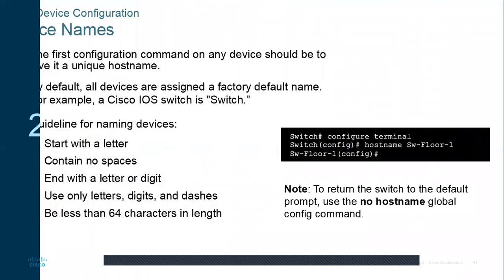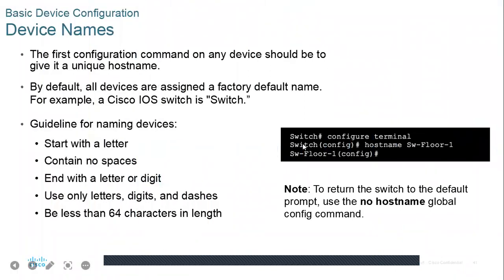Okay, so basic device configuration. Like I said earlier, once you get into your switch environment, you want to say configure terminal. Then you say hostname, for example SW-Floor-1. So you say hostname and the name. You are telling this switch that you want to give it the name SW, that is, switch on floor one. You could say hostname SOUTECH, or hostname your name, or whatever, depending on the topology that you've designed and planned earlier on. Once you do that, it gets into the privilege mode, right? To return the switch to the default prompt, use the no hostname global configuration command.